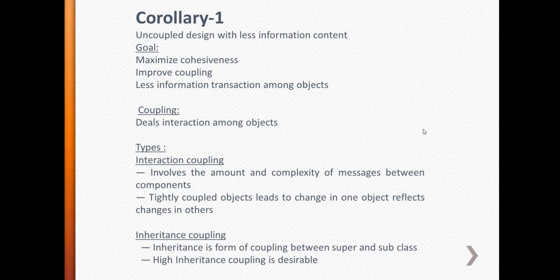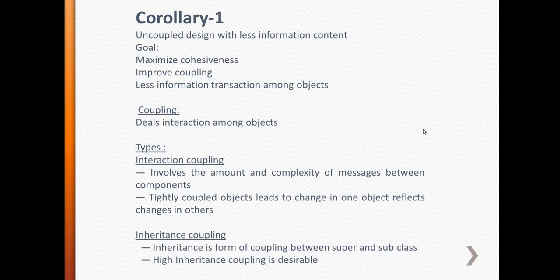Corollary 1. Uncoupled design with less information content. It minimizes coupling and improves cohesiveness, with less information transaction between objects. Coupling deals with interaction among objects. There are 2 types of coupling, interaction and inheritance coupling. Interaction coupling involves the amount and complexity of messages between components. In a tightly coupled object, a change in one object is reflected in others.